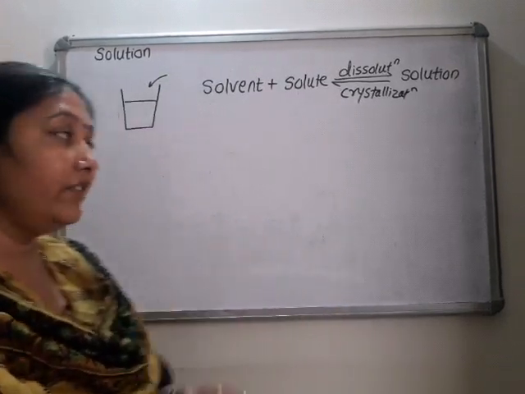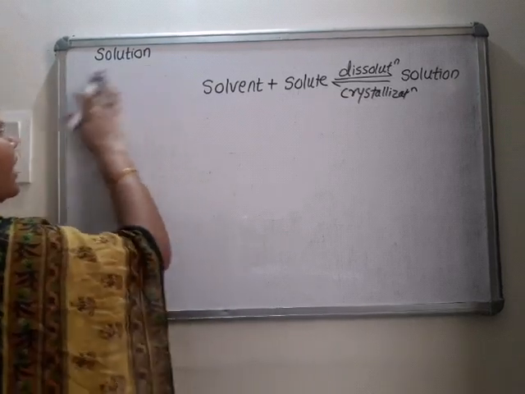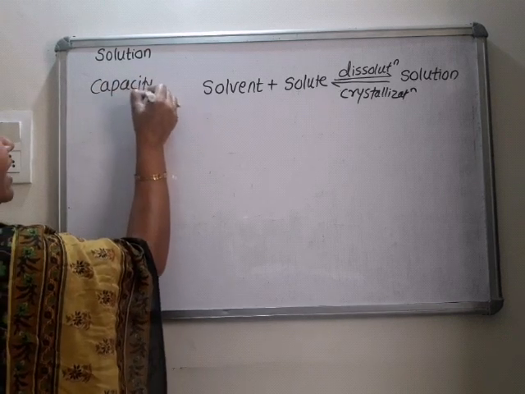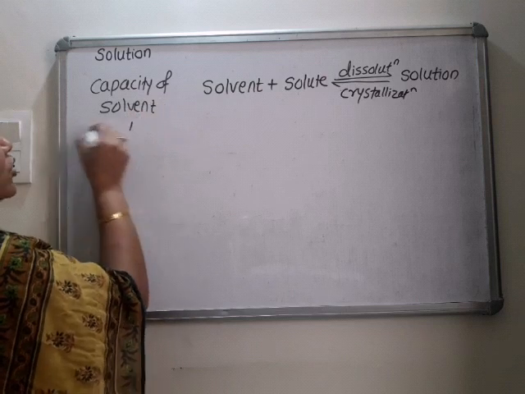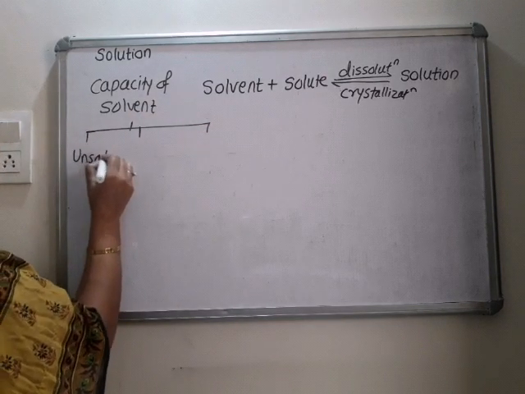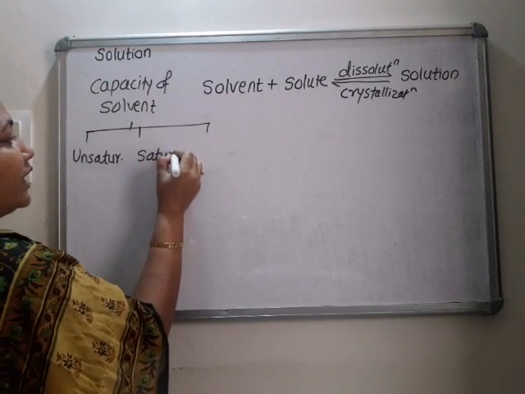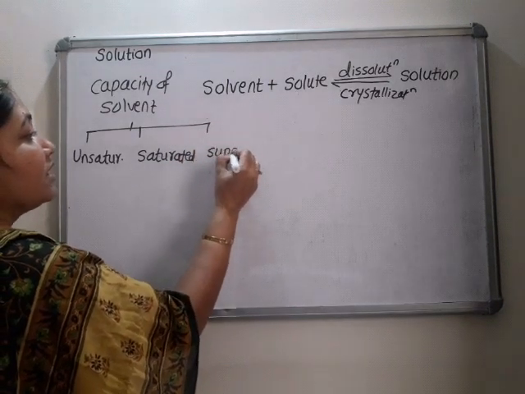Okay, so three different types of solutions are there depending upon the capacity of the solvent to dissolve solute in it. Three types: one is unsaturated, second one is saturated, and third one is supersaturated.